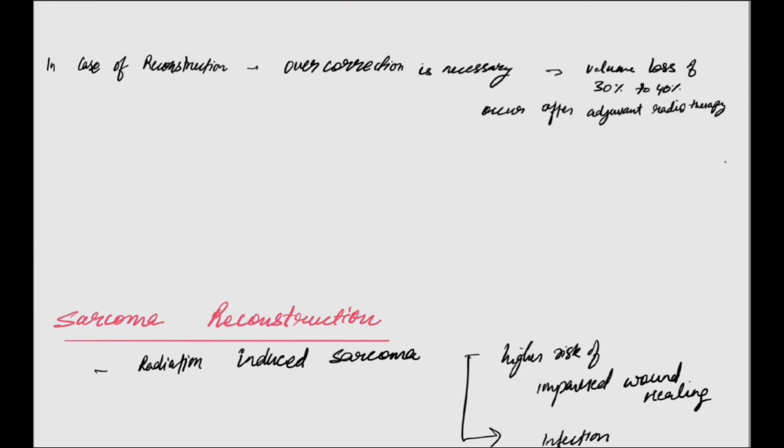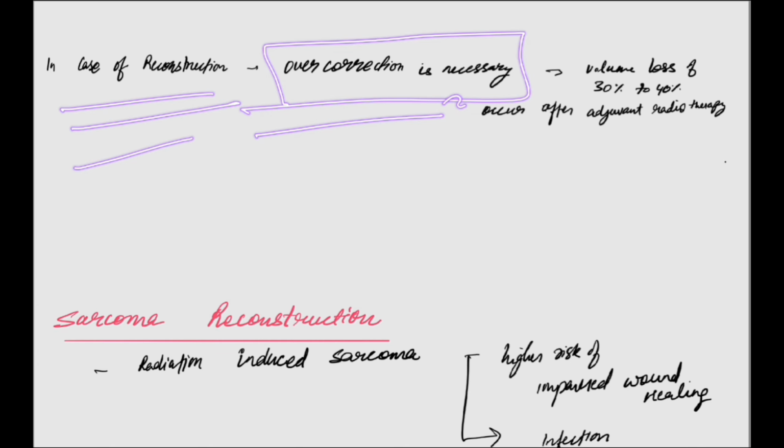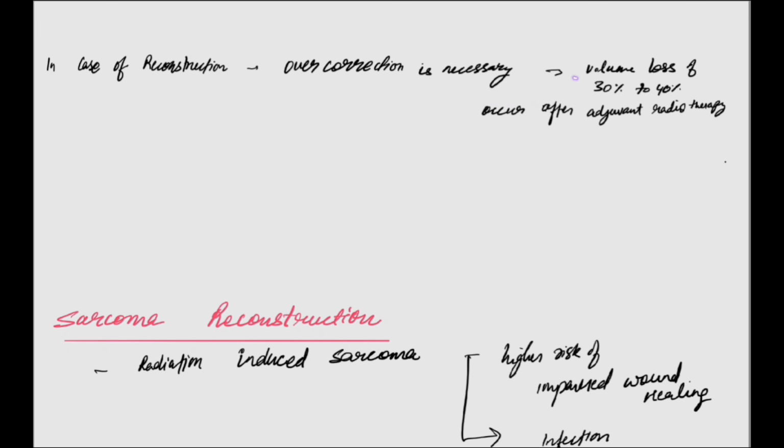Now, in all cases of reconstruction where the patient will be going for radiation therapy, we have to always go for overcorrection, because after radiation therapy there is volume loss of up to 30 to 40%. So we have to plan accordingly and we have to go for overcorrection.